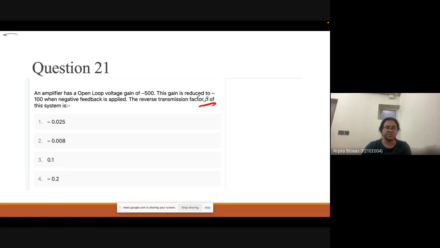So how to find out the answer? Here AF is given. Okay. The value of AF is minus 100. The gain is reduced to 100. Okay. And amplifier open loop voltage gain is 500. So without feedback, the gain is given, minus 500. So A value is minus 500 and the gain is reduced to 100. So with feedback, the value is minus 100. So next we have to find out the value of beta.